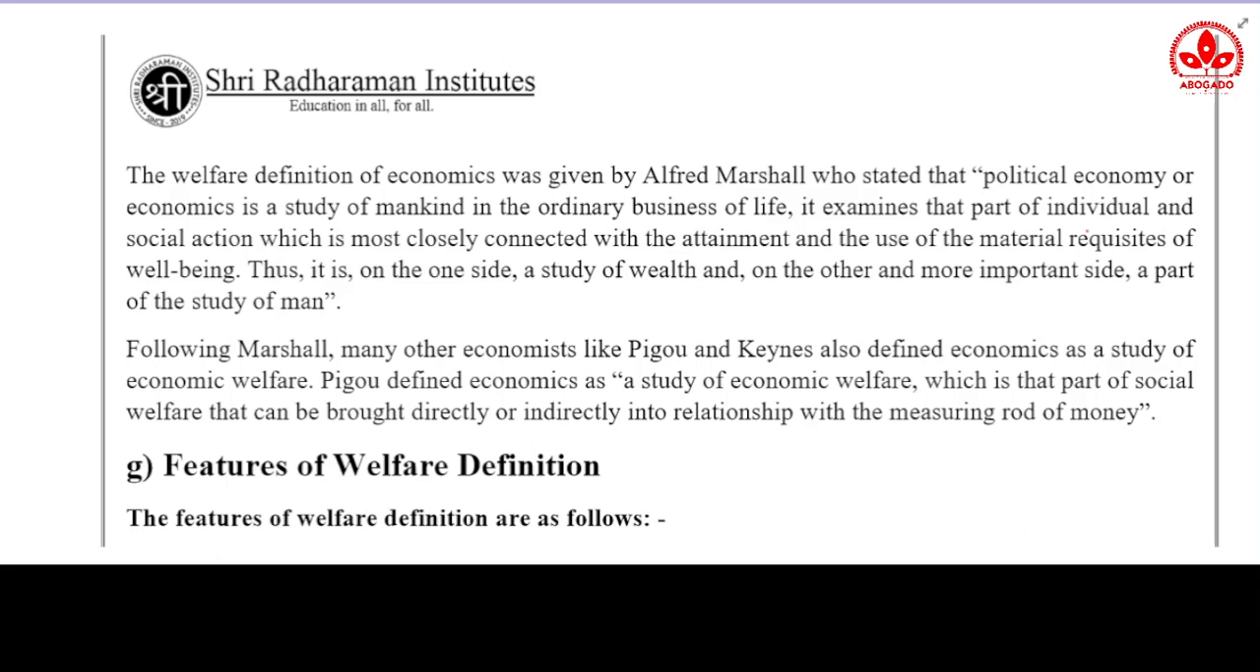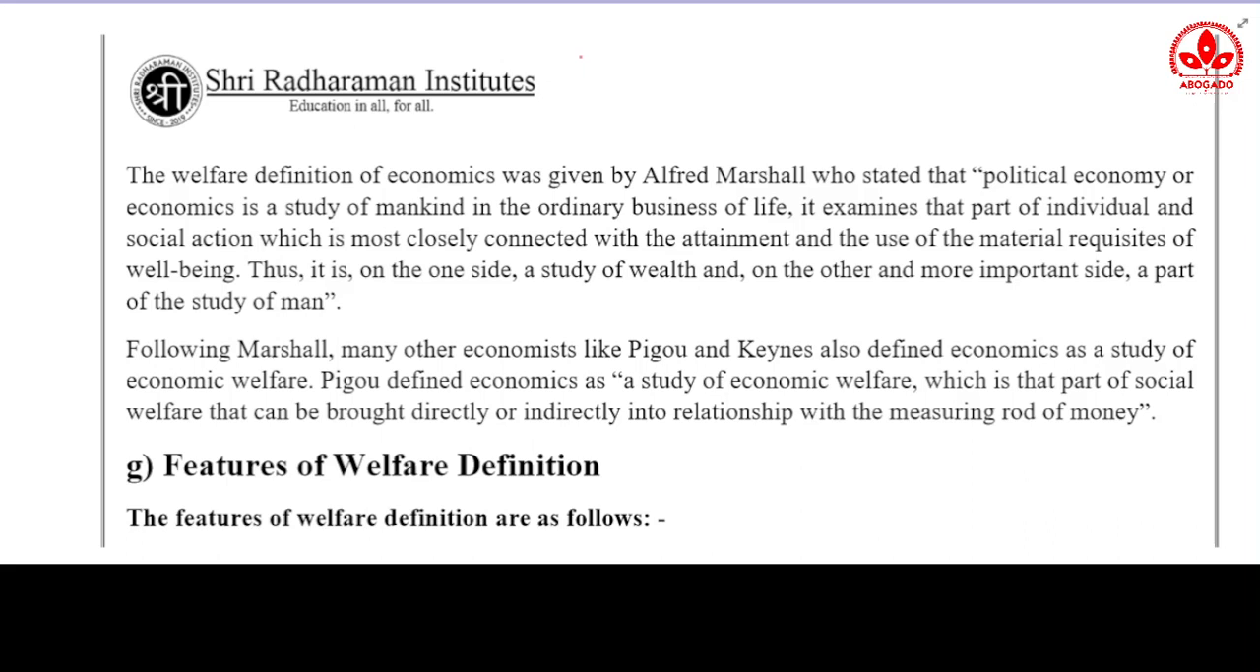So now we know that the wealth definition was criticized, and after that came the welfare definition. This welfare definition gave a broader view of economics. The wealth definition was only concerned with the materialistic thing of wealth, of money, but the welfare definition said that economics is not only concerned with the wealth of human beings, but also with the welfare of human beings. Saying that economics just concerns how a human being acquires wealth and how he spends that wealth is just one side of the coin. We also need to see the other side.